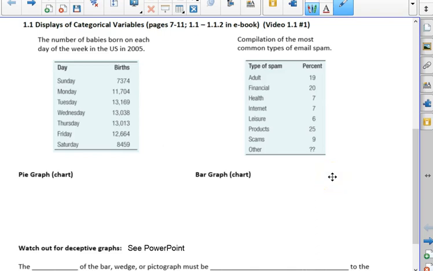We're going to look at tables and graphs of categorical data, and there's very little that you can actually do in terms of statistics with categorical data, which doesn't mean that it's not important. It's just that we don't have a lot of statistical techniques that involve categorical data.